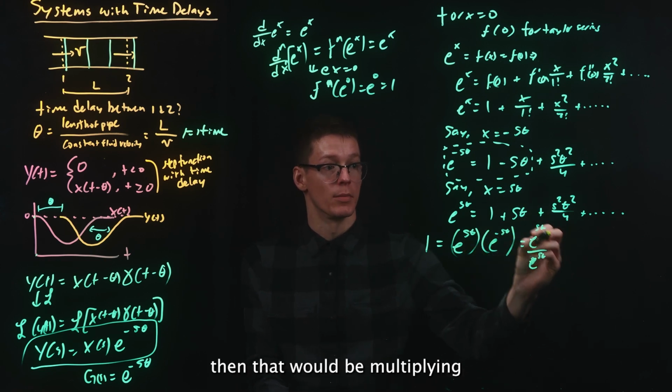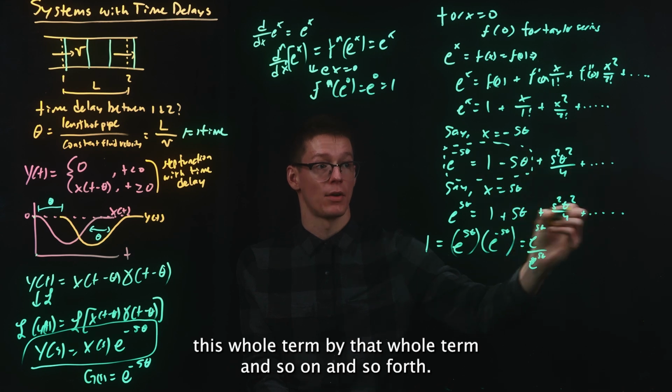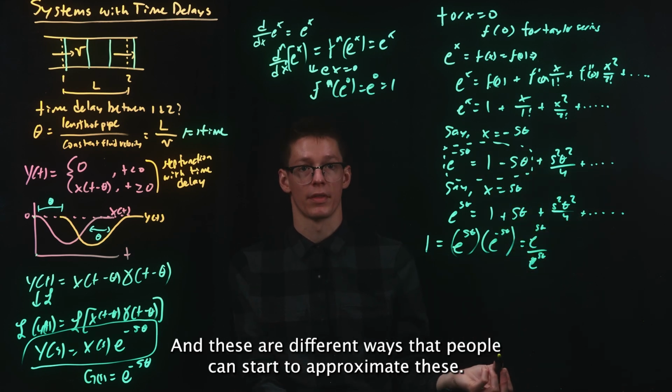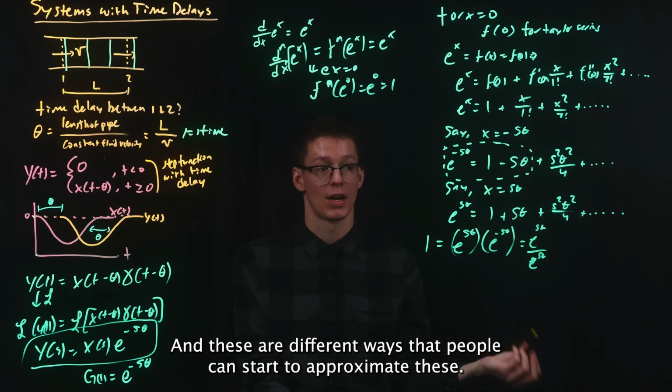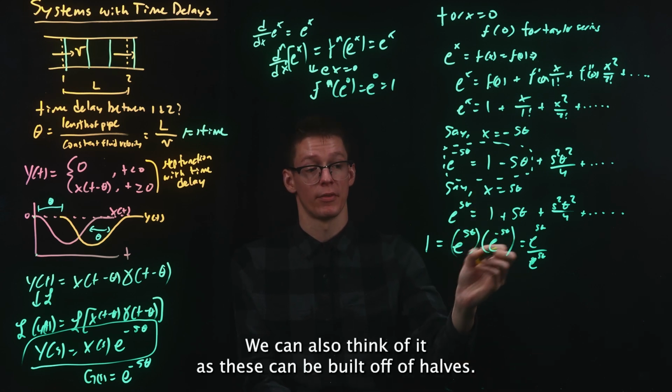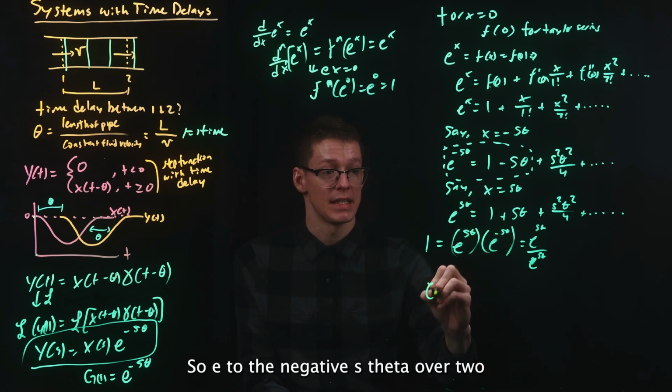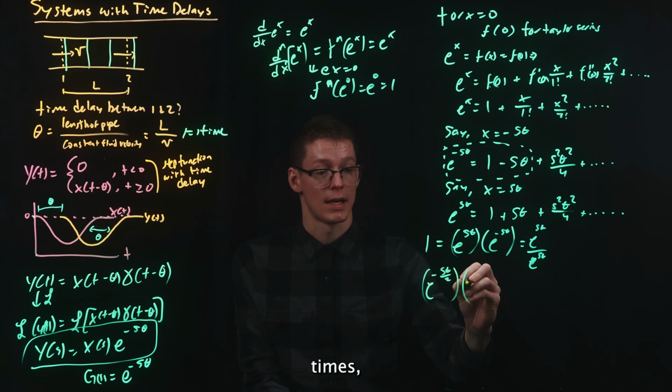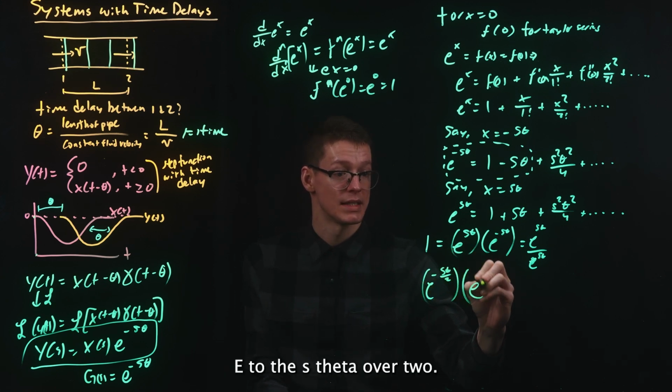Then that would be multiplying this whole term by that whole term, and so on and so forth. And these are different ways that people can start to approximate these. We can also think of it as these can be built off of halves. So e to the negative s theta over 2 times e to the s theta over 2.